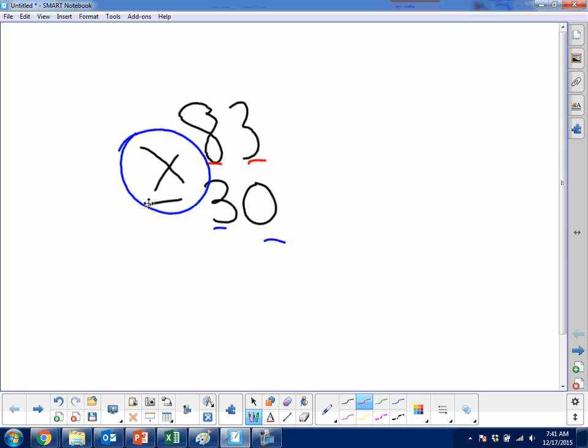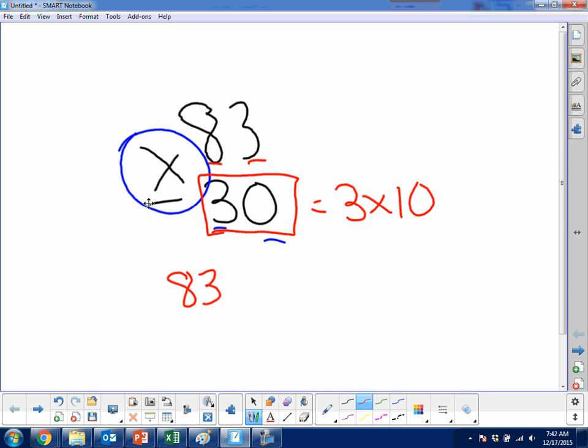The first step is to take a look at that number 30, and we're going to think to ourselves, can I break it down into a 10 times a number? Well, I know that 30 also equals 3 times 10. So instead of saying 83 times 30, I can say 83 times 3 times 10. Now I can use what we call the associative property. Remember, with the associative property, we take our parentheses and group this together.